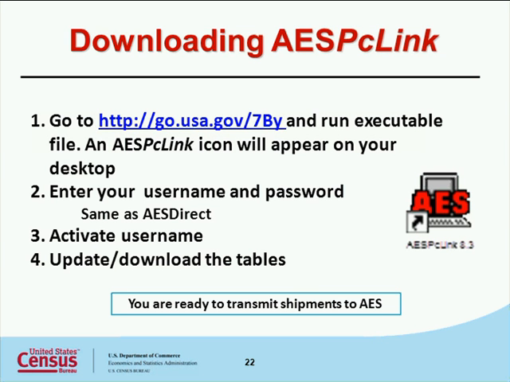Like I mentioned before, the codes used to identify different fields in AES must be updated manually frequently. During this first install, you must do this. Click on the Update Download the Tables. If you skip this by mistake, click on the Tools and then click on AES Code Tables. This is something that you want to do at least once every month.